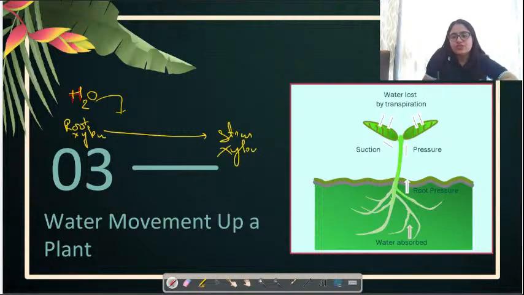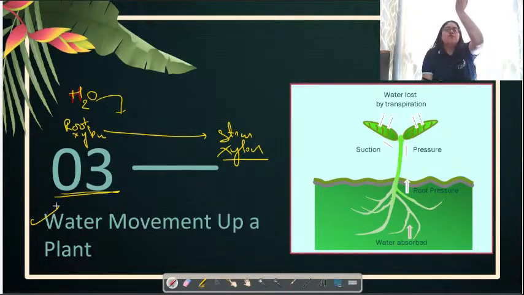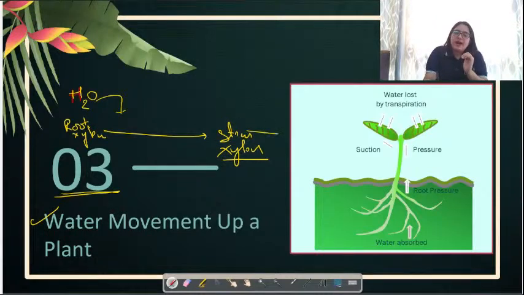This is what we need to understand in the third part of this lecture, where we will talk about water movement up a plant. That means, let us see what forces are responsible for the movement of water up a plant, that is, from the root xylem to the leaf xylem via the stem xylem. So ultimately the water needs to reach the leaf xylem.